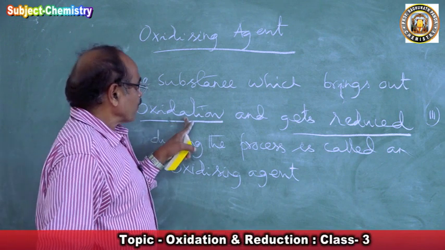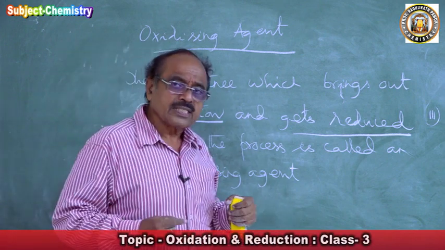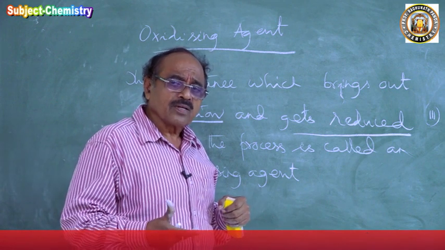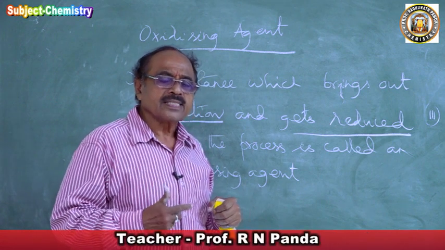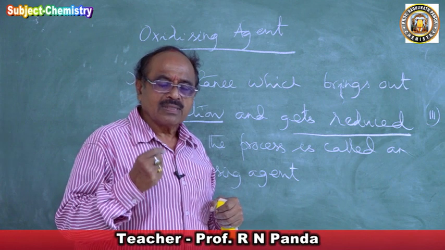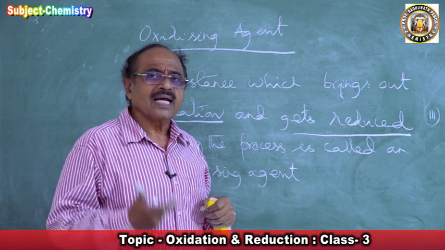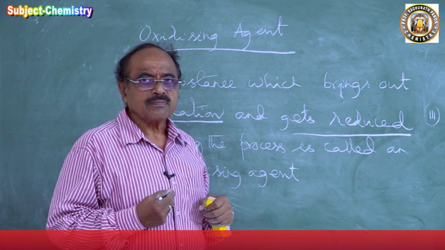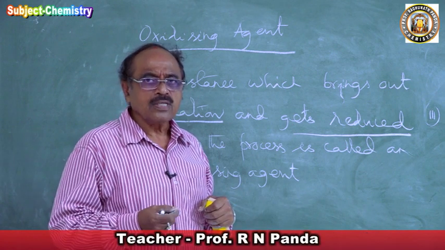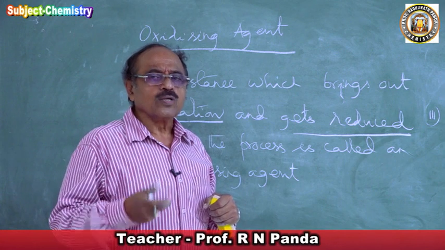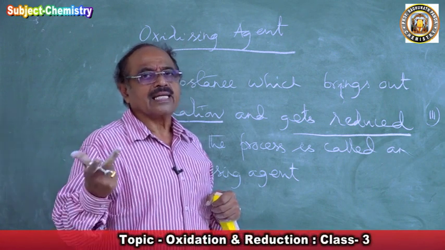Then what more? Oxidation is also removal of hydrogen. Who will remove the hydrogen? What is hydrogen? A positive one, an electropositive element. Then who will remove it? An electronegative element.